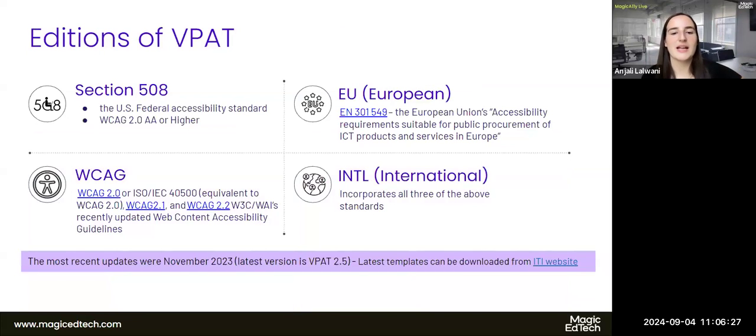Alrighty. So moving on, editions of VPAT. There are a couple different editions depending on what your end goal and who your end market is. So there's Section 508. This is the U.S. Federal Accessibility Standard. So this is for U.S. There's WCAG, which is WCAG 2.0, WCAG 2.1, or WCAG 2.2, whichever one is preferred by you and your organization. So it obviously aligns to WCAG guidelines. There's the EU, so this aligns to EN 301549, which is the European Union's accessibility requirement. And INTL, which is international, and this is encompassing of all three of the other types.